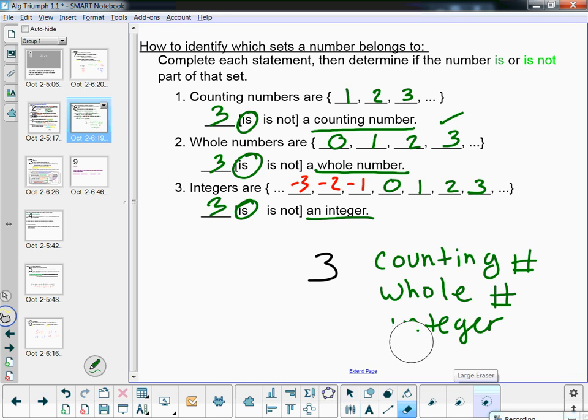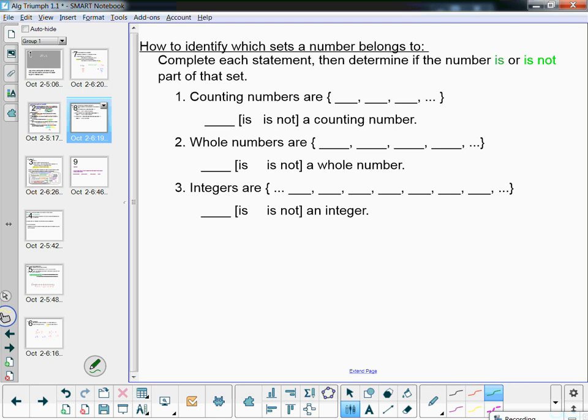Let's try it again. What if this time I gave you a negative? I'm going to give you -4. Counting numbers are what? Pause your video and write it in. 0? No. If you said 0, you don't have it right. Counting numbers are what we count. Start counting. 1, 2, 3. Is -4 in that number? 1, 2, 3, 4, 5, 6? No. It is not a counting number.